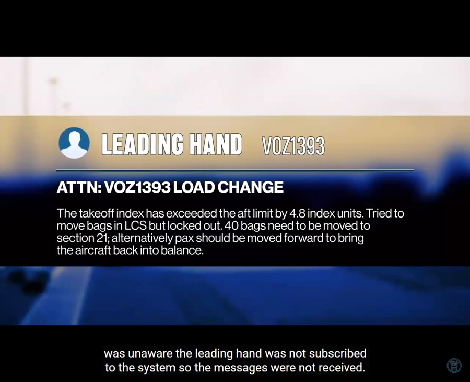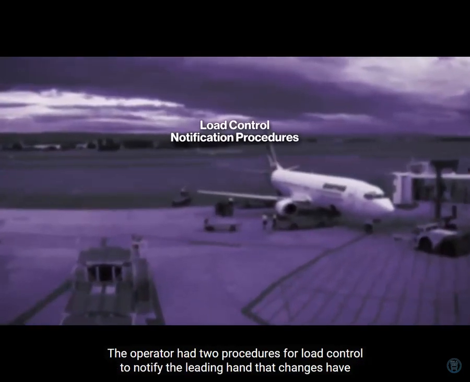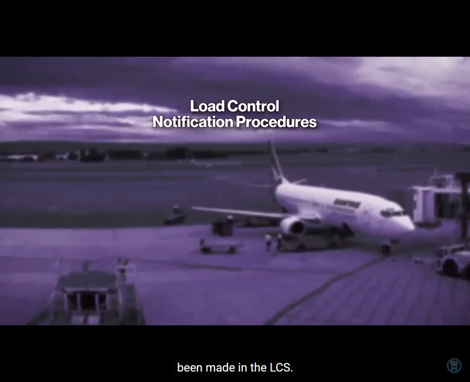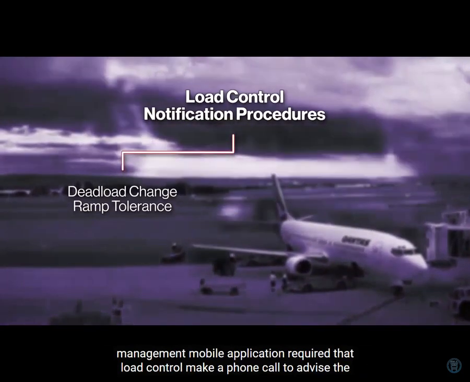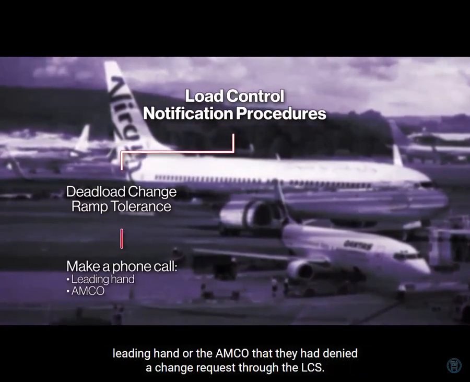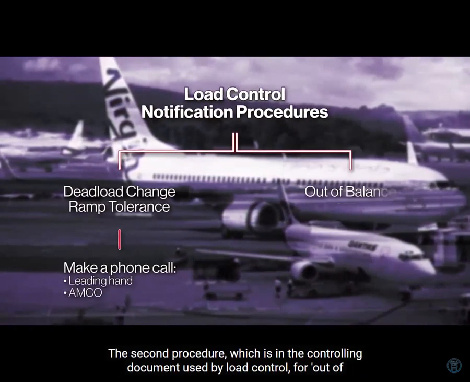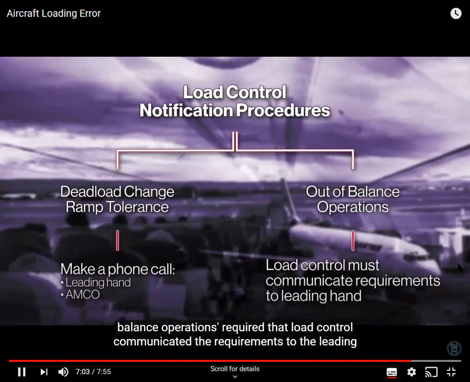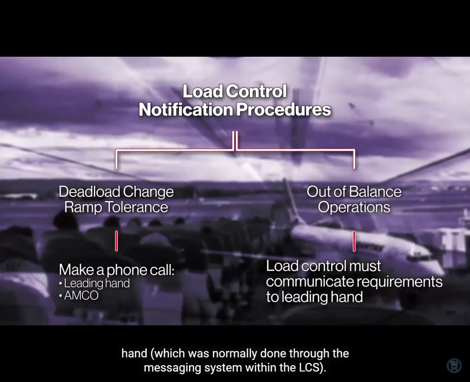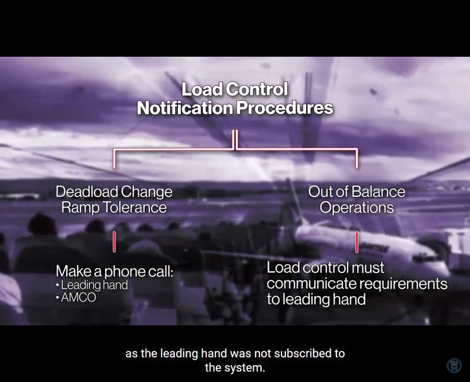The load controller attempted to contact the leading hand via the messaging system, but was unaware the leading hand had not subscribed to the system, so the messages were not received. The operator had 2 procedures for load control to notify the leading hand that changes have been made in the LCS. The dead load change ramp tolerance in the standard operating procedures for the flight management mobile application required that load control make a phone call to advise the leading hand or the AMCO that they had denied a change request through the LCS. The second procedure, which is in the controlling document used by load control for out-of-balance operations, required that load control communicated the requirements to the leading hand, which was normally done through the messaging system within the LCS. In this incident, the load controller used the messaging system, which was not effective as the leading hand was not subscribed to the system.